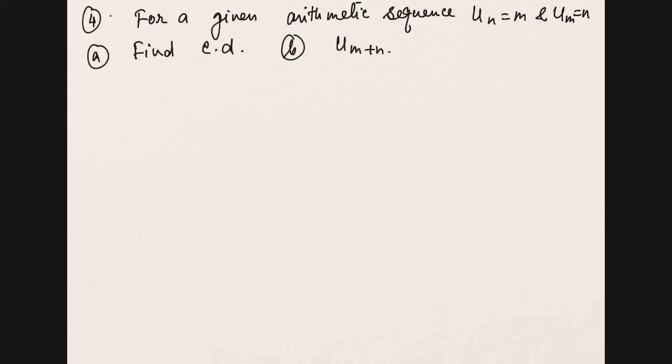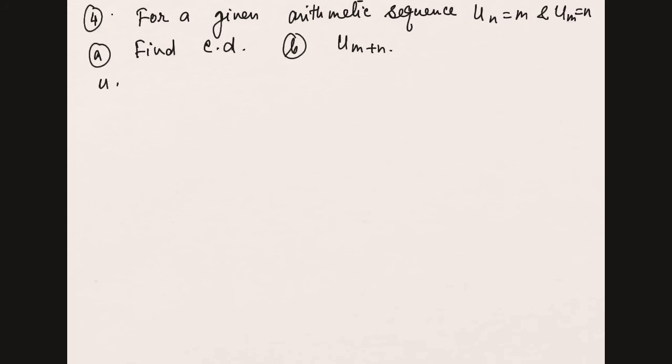Now take one more example, the final example of the day. For a given arithmetic sequence, Un equals m and Um equals n. Then find the common difference CD and the term U(m+n). Now, in the arithmetic sequence, it has been given that way. What we can say is that my U1 equals a, and CD equals d.